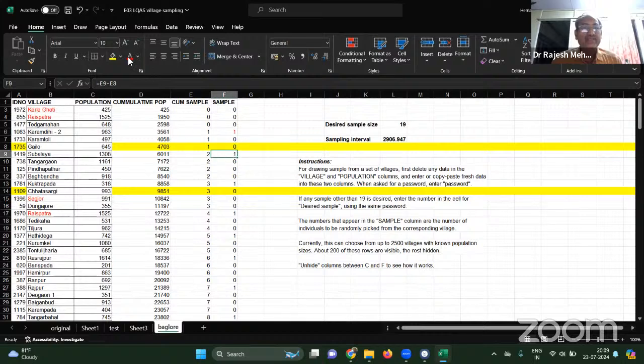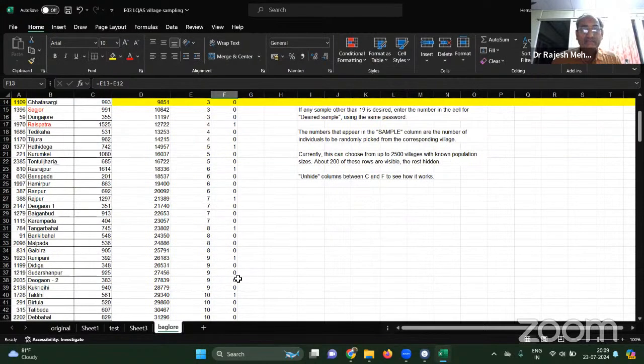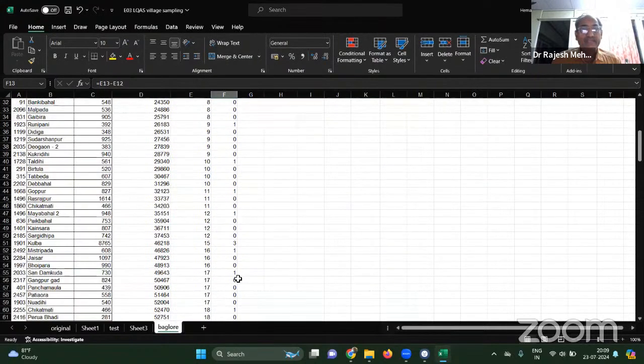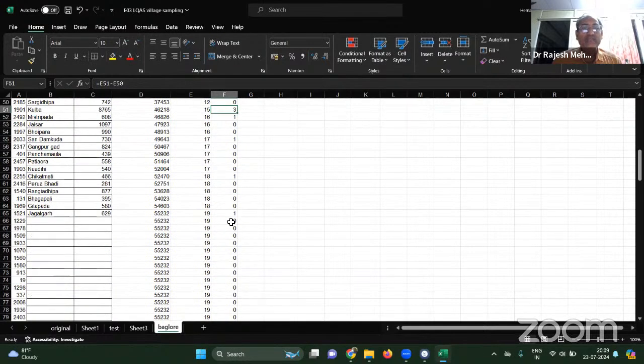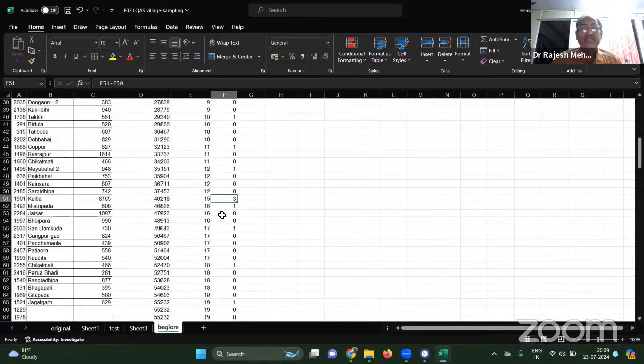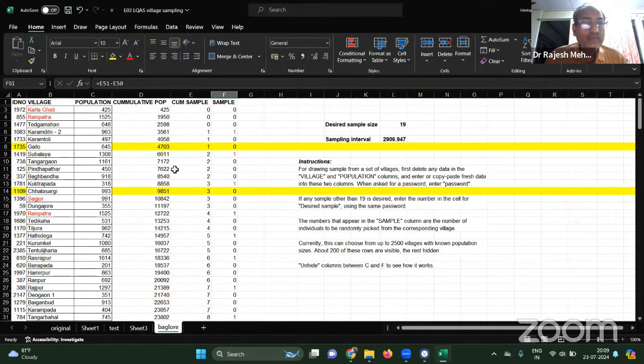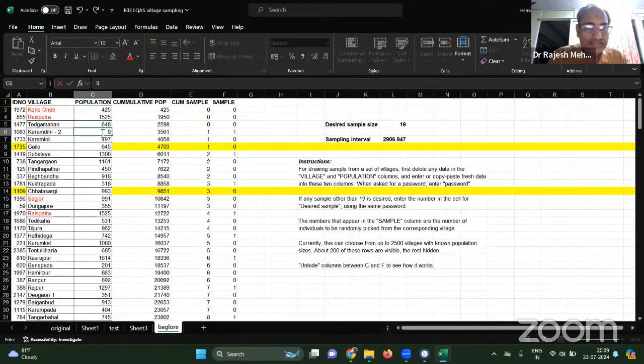This is first, second, third. Similarly, you will have the sample size. In this case, population was too much, and that's why 3 are to be taken from this. So totally it will be 19. Suppose if you do the population over here, let's say you keep it over here, 99,200.